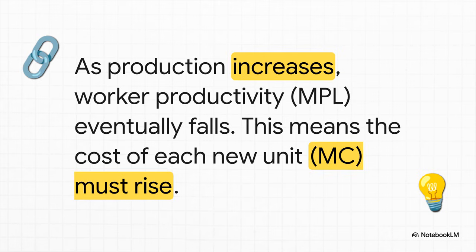Picture a tiny kitchen. The first chef you hire, super productive. The second one helps a lot too. But by the time you cram the 10th chef in there, they're just bumping elbows and getting in each other's way. Their individual productivity, their MPL, goes down. And if you're paying that 10th chef the same salary, but they're making fewer meals, what does that mean? It means your labor cost per meal just went up. And there's the link. As worker productivity falls, the marginal cost of producing one more unit has to rise.